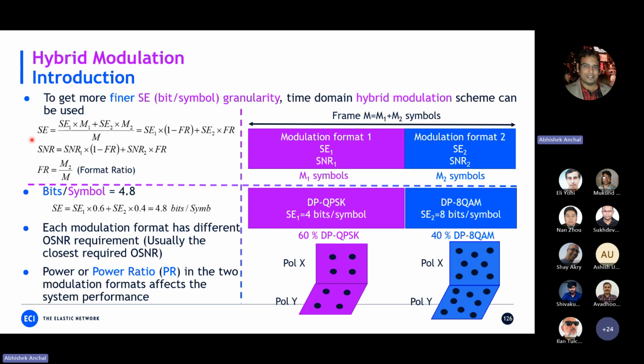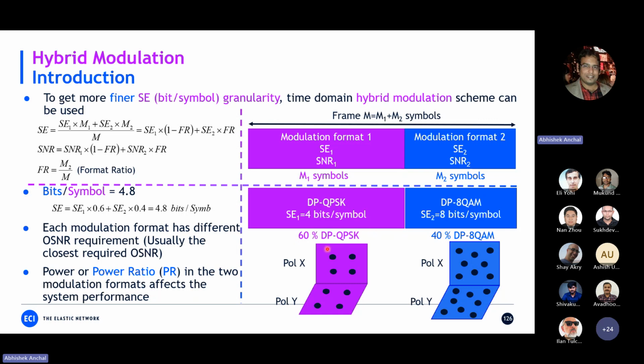Now, effective spectral efficiency means the required OSNR will also be a combination of these two modulation formats. So the required OSNR is also changing. You achieve a required OSNR at the transmitter in between the lower and higher modulation format. So you relax the OSNR requirement as well when you do time domain hybrid modulation, and that's the concept of using it. For example, if you need 4.8, then 60% of the time you send QPSK and 40% of the time you send DP 8QAM or 16QAM, and this combination generates a spectral efficiency of 4.8.